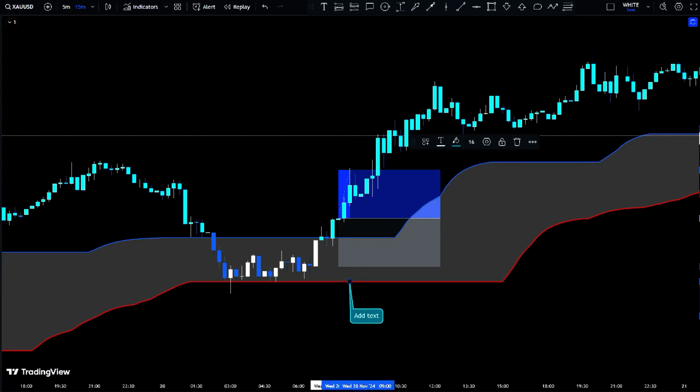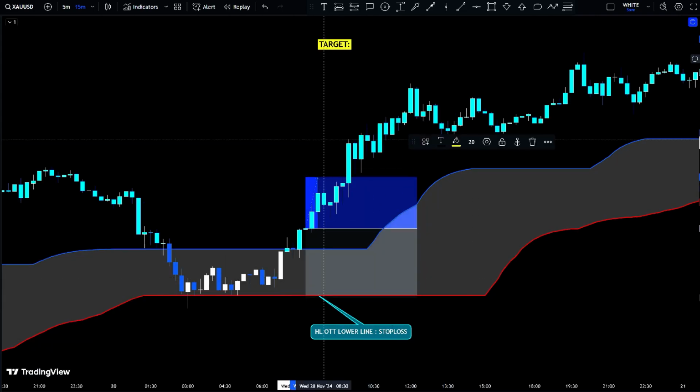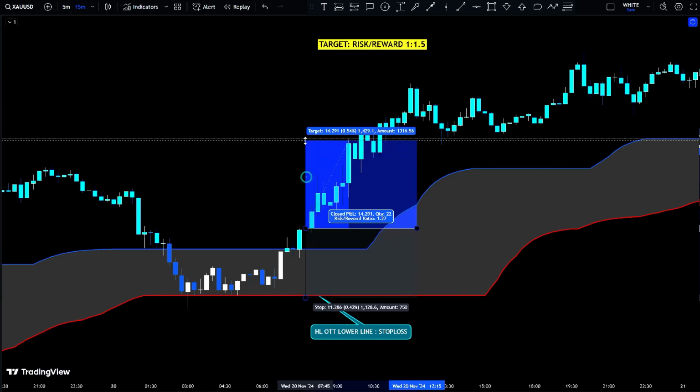To set your stop loss, place it slightly below the HLOTT indicator's lower or upper line. For the target, employ a risk to reward ratio of 1 to 1.5.